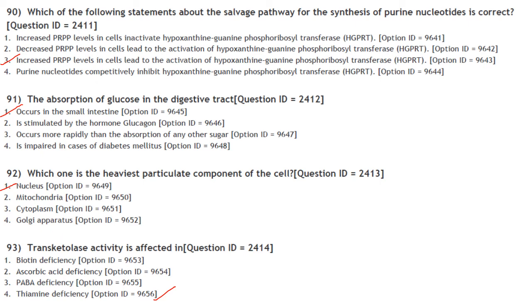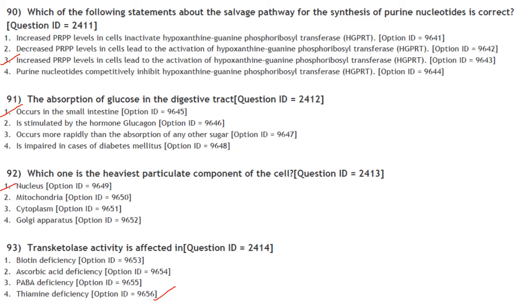Then next one. Which of the following statements about the salvage pathway for the synthesis of purine nucleotides is correct? Increased PRPP levels in the cell lead to the activation of hypoxanthine guanine phosphoribosyl transferase, HGPRT. Answer is option 3. The absorption of glucose in the digestive tract occurs in the small intestine. Option 1. Which one is the heaviest particulate component of the cell? It is the nucleus. Then comes mitochondria, Golgi apparatus and others.